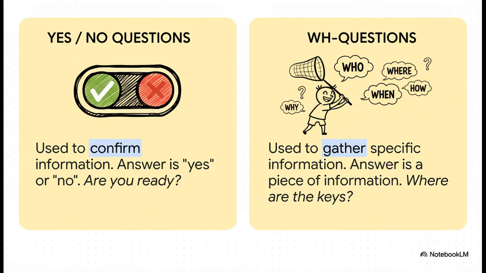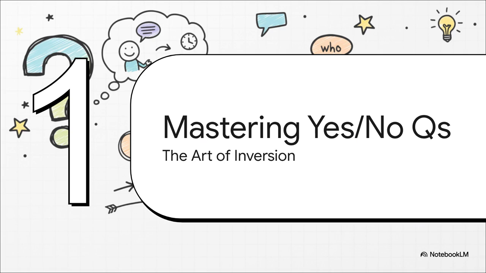Then you have WH questions. These are more like a fishing net. You cast them out to gather new details. Who, what, where, when, why. They pull in the specifics you're looking for. So let's start with that first pillar, the simple yes/no question. The secret to building them correctly is this one powerful little trick called inversion.